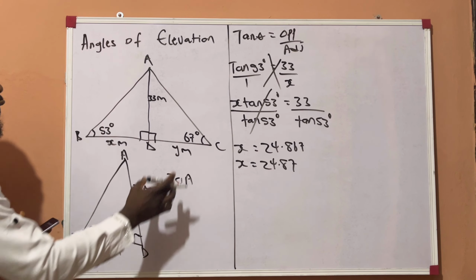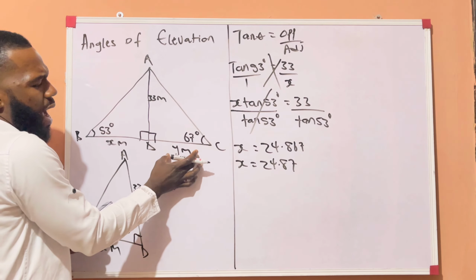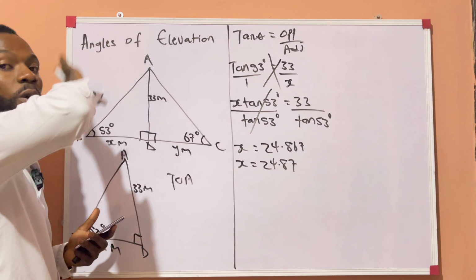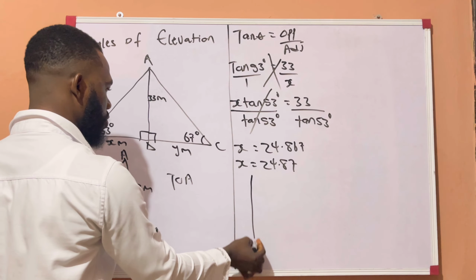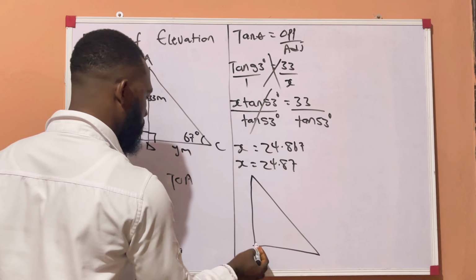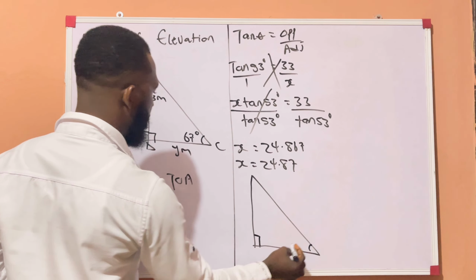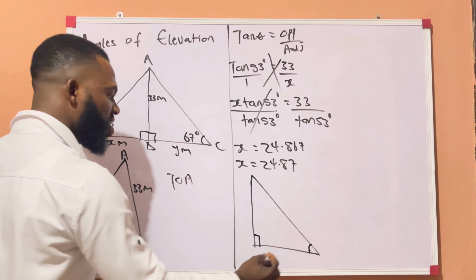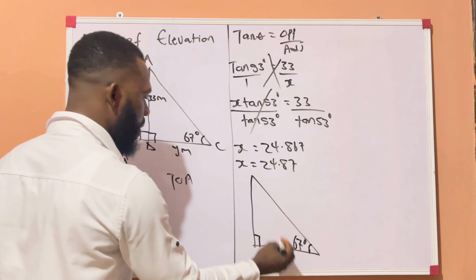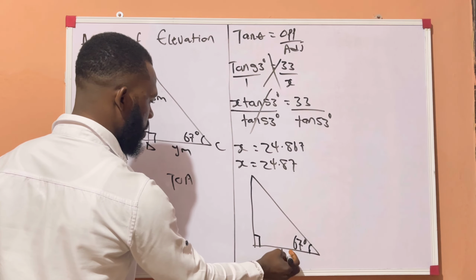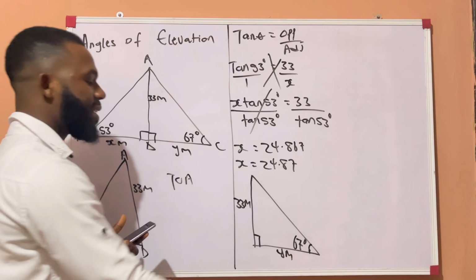And next, what are we going to look for? The value of y. So remember y is at line DC, which is in the other right angle triangle. So if we bring out the other right angle triangle now to make it much easier, this is our angle 90, and the angle of elevation here is 67 degrees. Again, our base here is y, and our height is also 33 meters.